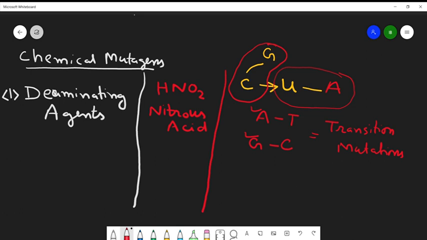Now let us talk about another chemical mutagen. The second chemical mutagen includes the alkylating agents.